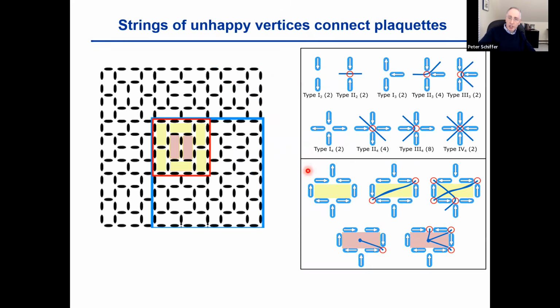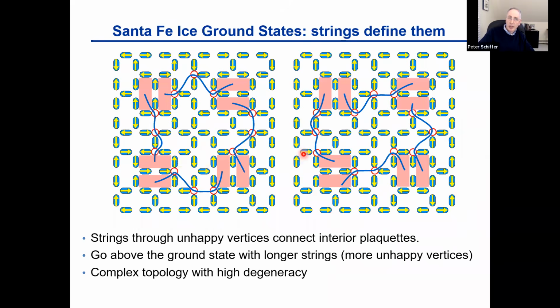And it turns out in the Santa Fe ice, and I won't spend a lot of time on this, but just to show you because it's sort of fun, you can draw lines through the unhappy vertices, and those lines intersect or originate in certain ones of these rectangular plaquettes. The ones where they originate are in the middle of certain sectors of the unit cells, these ones that I've colored in salmon here, and they run through to the centers of other equivalent rectangles.